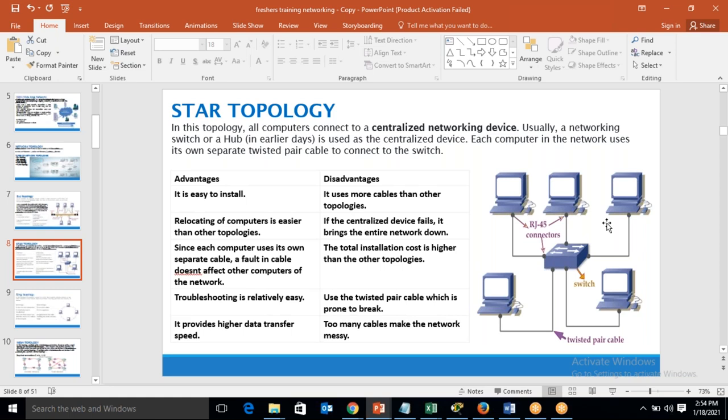And it uses the twisted pair cable, which is prone to break. Of course, even I have experienced a lot of this. Most of the Ethernet cable, if someone keeps their leg on the Ethernet cable, of course it will break. Okay, and damage is exceptional. Okay, too many cables makes the network messy. Of course, if there are more number of systems, basically too many cables makes the network messy. So clear with the star topology?